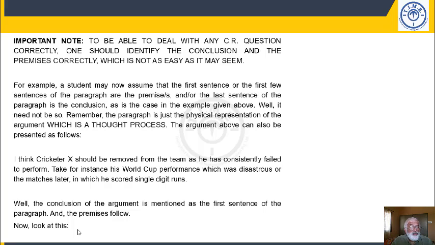Now, for instance, if you were to look at what we had there, a student may now assume that the first sentence or first few sentences are premises. No, that's not true. The fact is, the person might organize the paragraph however they want. I can start with the conclusion and then give you reasons. I can give you a couple of reasons, conclusion, and then more reasons. I can give you reasons and then conclusion. So there is no hard and fast rule that everything should be organized in a certain fashion. So the point is, you need to identify conclusions, you need to identify premises, right?